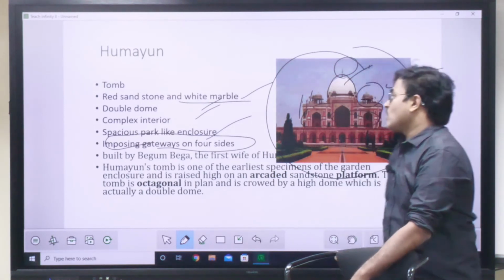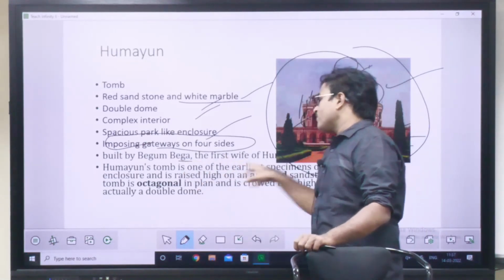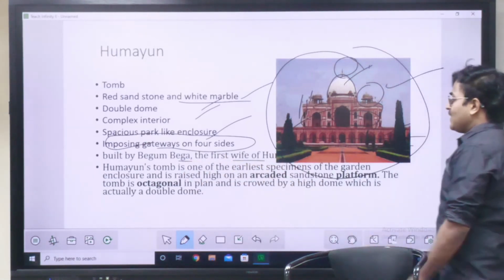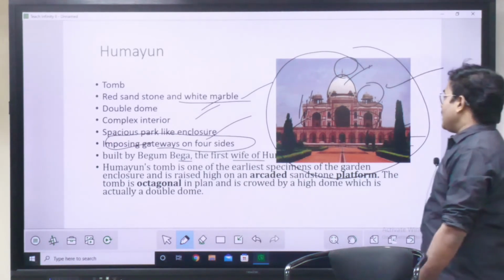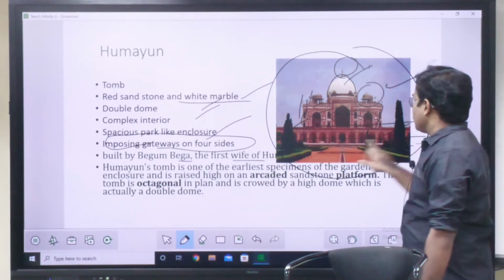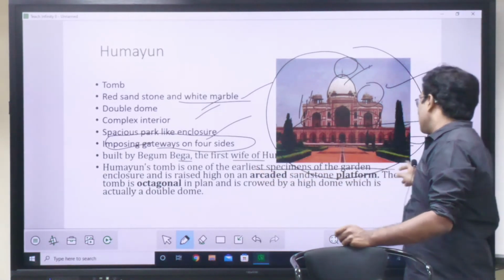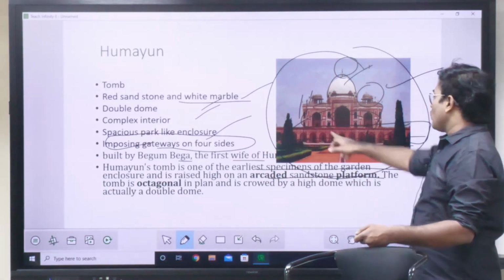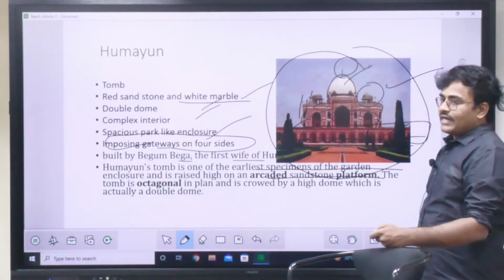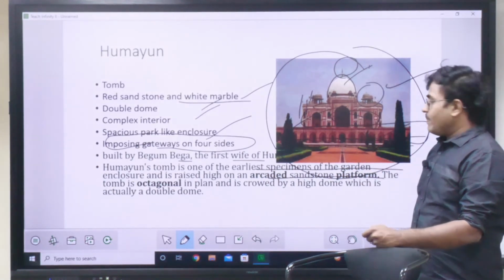Functional gateways on the four sides, and it is built by Begum Bega, who is the first wife of Humayun, after his death. And a huge platform is constructed for it. It's not on the ground, it's a platform structure. It's one of the earliest specimens of the garden enclosure and is raised high on an arcaded sandstone platform. Arcaded means this only. Arcaded means colonnaded, pillars will be there.